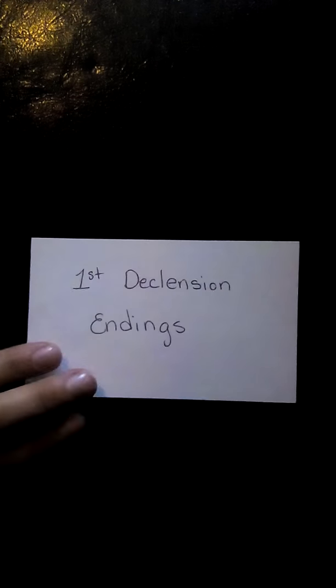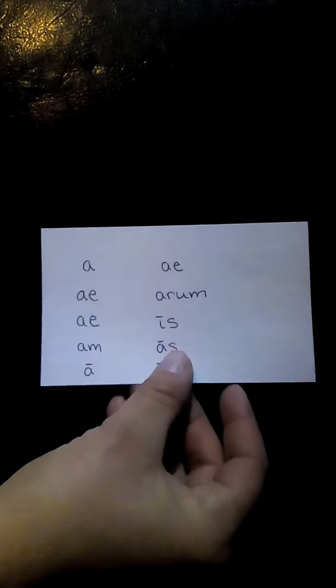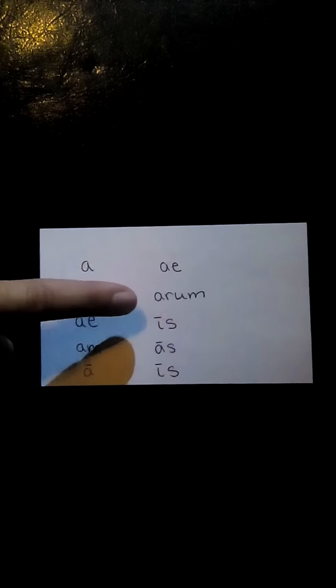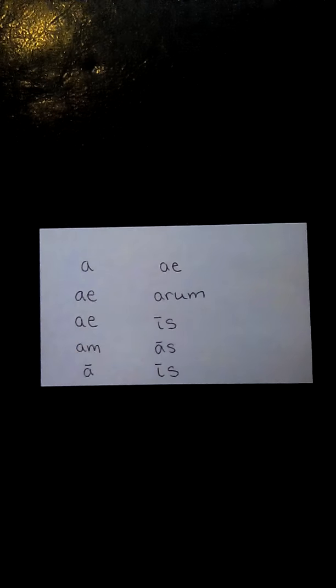Next, tell me the first declension endings. This is really important to memorize if you want to be able to translate quickly without having to reference everything. Give you a few seconds. Hopefully you paused in order to give yourself some more time. We're going to flip, and we have a, ae, ae, am, a, arum, is, as, is. This is also something that you may have learned in Cycle 1. If you do Classical Conversations, they have a fun little song to help you memorize that, as well as the declension cases.